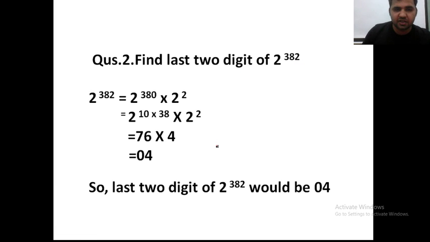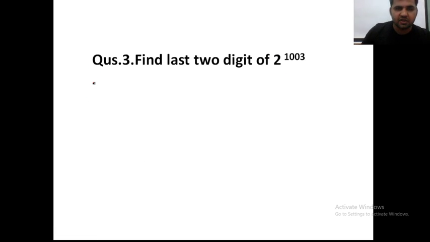This is the explanation that you can watch at the end of the session. I have written it down in a proper format if you want to have a look at it. The last two digits of 2 power 382. This is the explanation that I have just explained to you. So next question, question number 3.